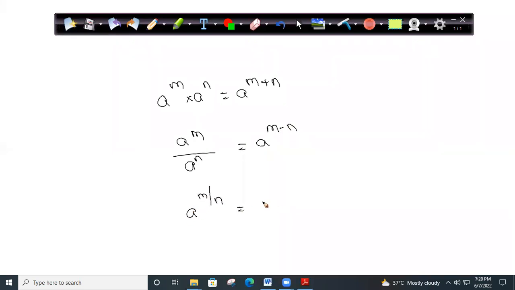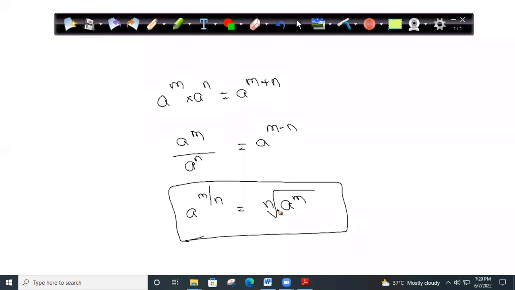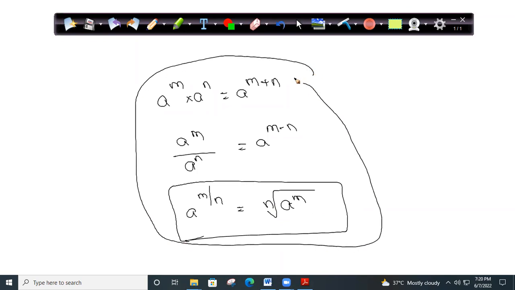A power m into a power n is a power m plus n. A power m by a power n is a power m minus n. A power m by n is the same as nth root of a power m. Most important: a power m by n is the same as nth root of a power m. So these simple three formulas you should know. You might get one question based on these three formulas.